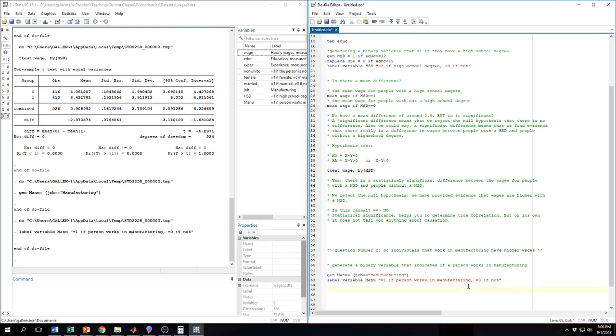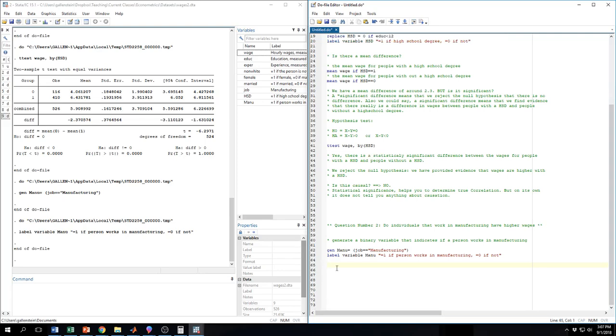Now, if I wanted to know, I could go through all the same steps that I did up here: calculate the mean, subtract, find the difference. We don't need to do that. Now that we've learned this t-test command, we're going to go straight to the t-test for the mean difference between people that work in manufacturing and people that don't. All right, so let's just do it.